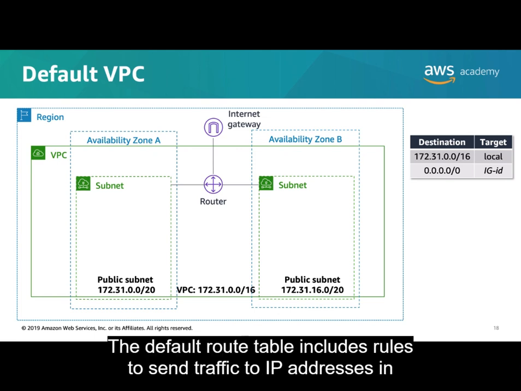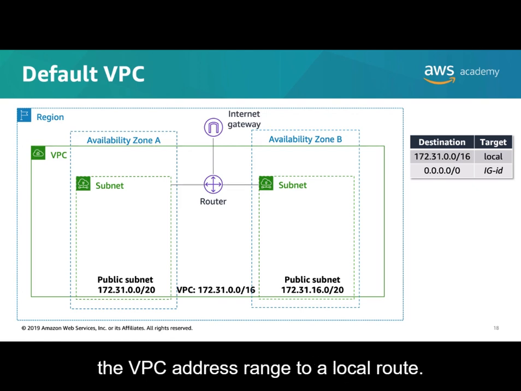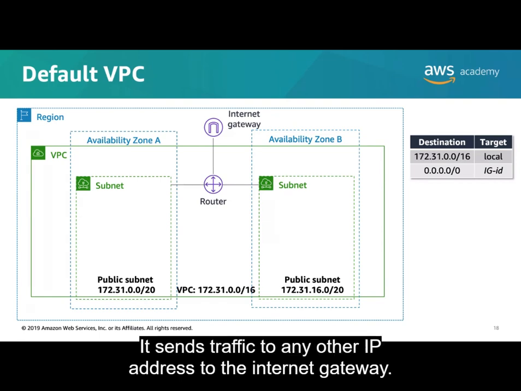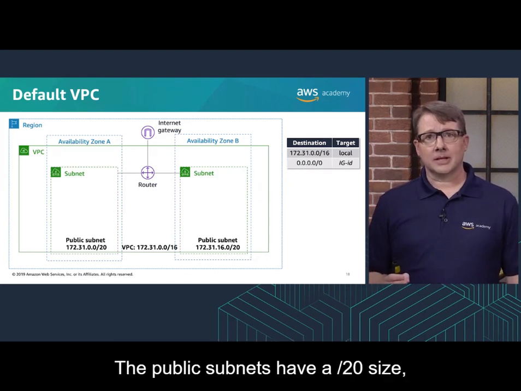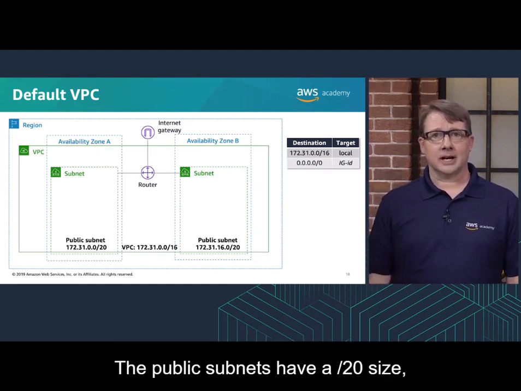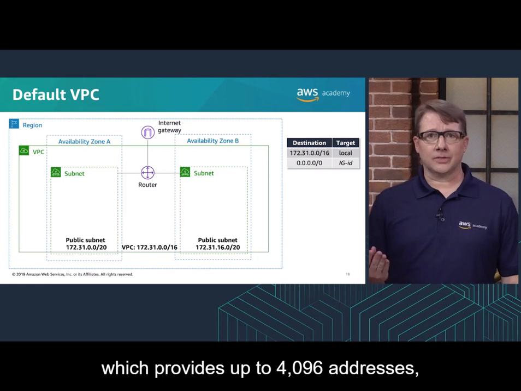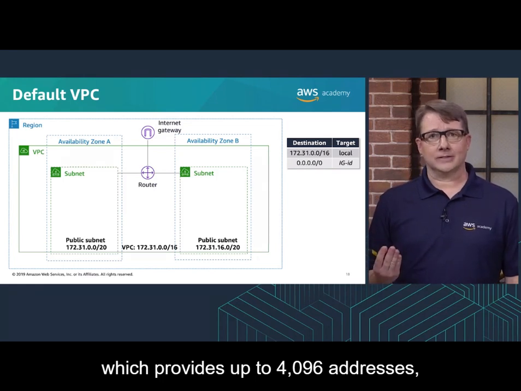The default route table includes rules to send traffic to IP addresses in the VPC address range to a local route. It sends traffic to any other IP address to the internet gateway. The public subnets are set for each availability zone associated with the VPC. The public subnets have a /20 size, which provides up to 4,096 addresses.